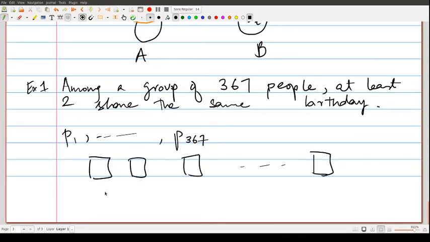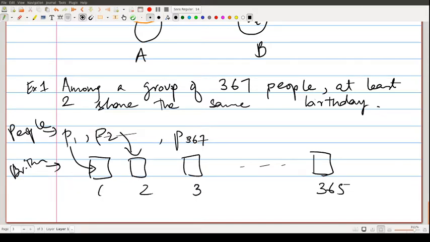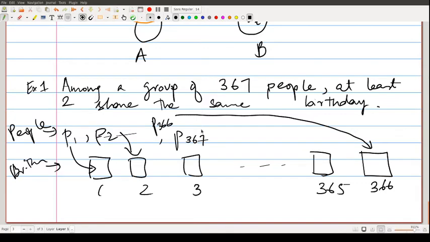In a year there are 365 days, so the total boxes that you have are 365. So this is people and these are birthdays, right? If person 1 was born on 1st January, person 2 was born on 2nd January, and so on up to person 365. We're accounting for leap years as well, right? So let's say 29th February is there as well, so 366. And so if person 366 was born on 31st December, then the 367th person will have to share a birthday with someone else, right?